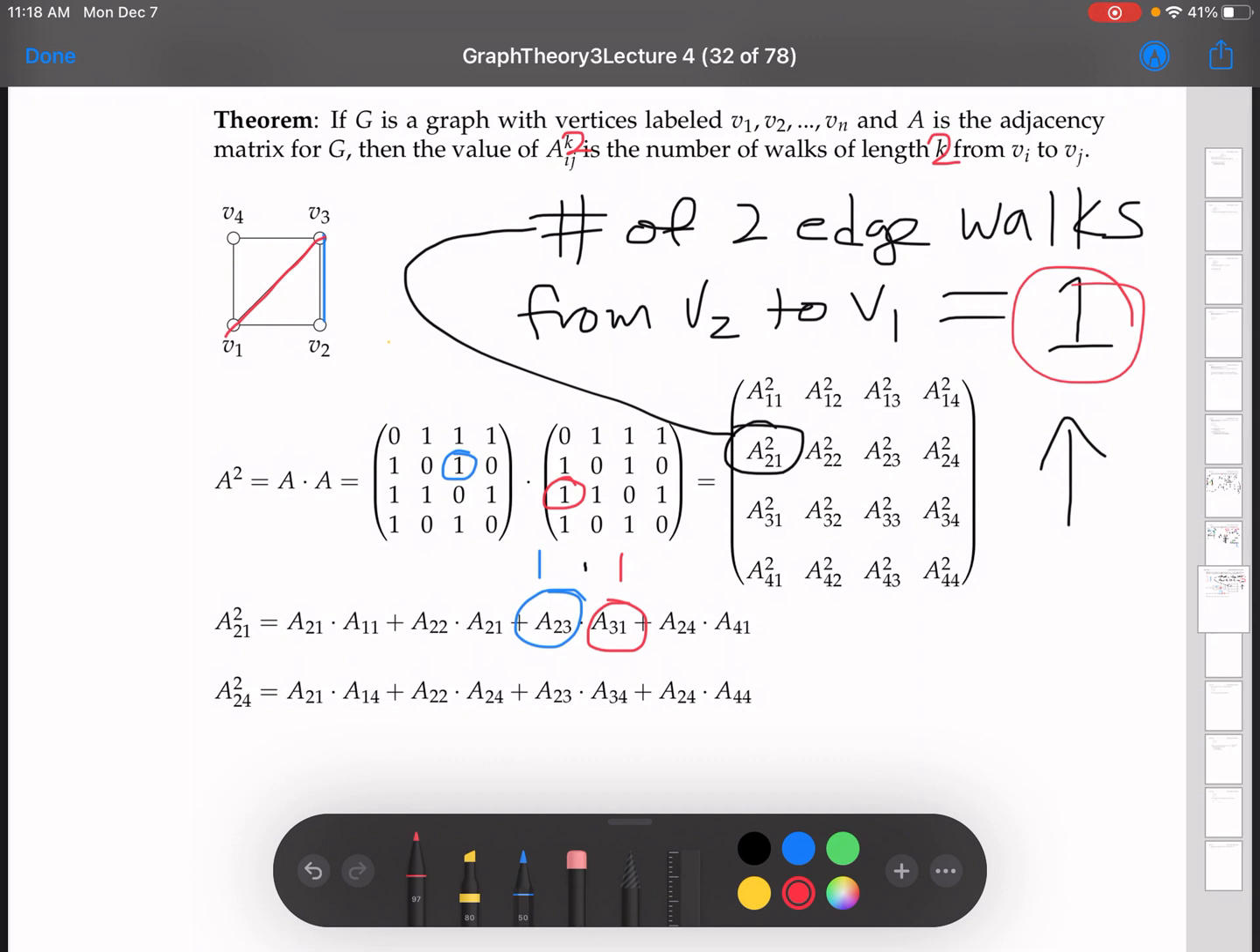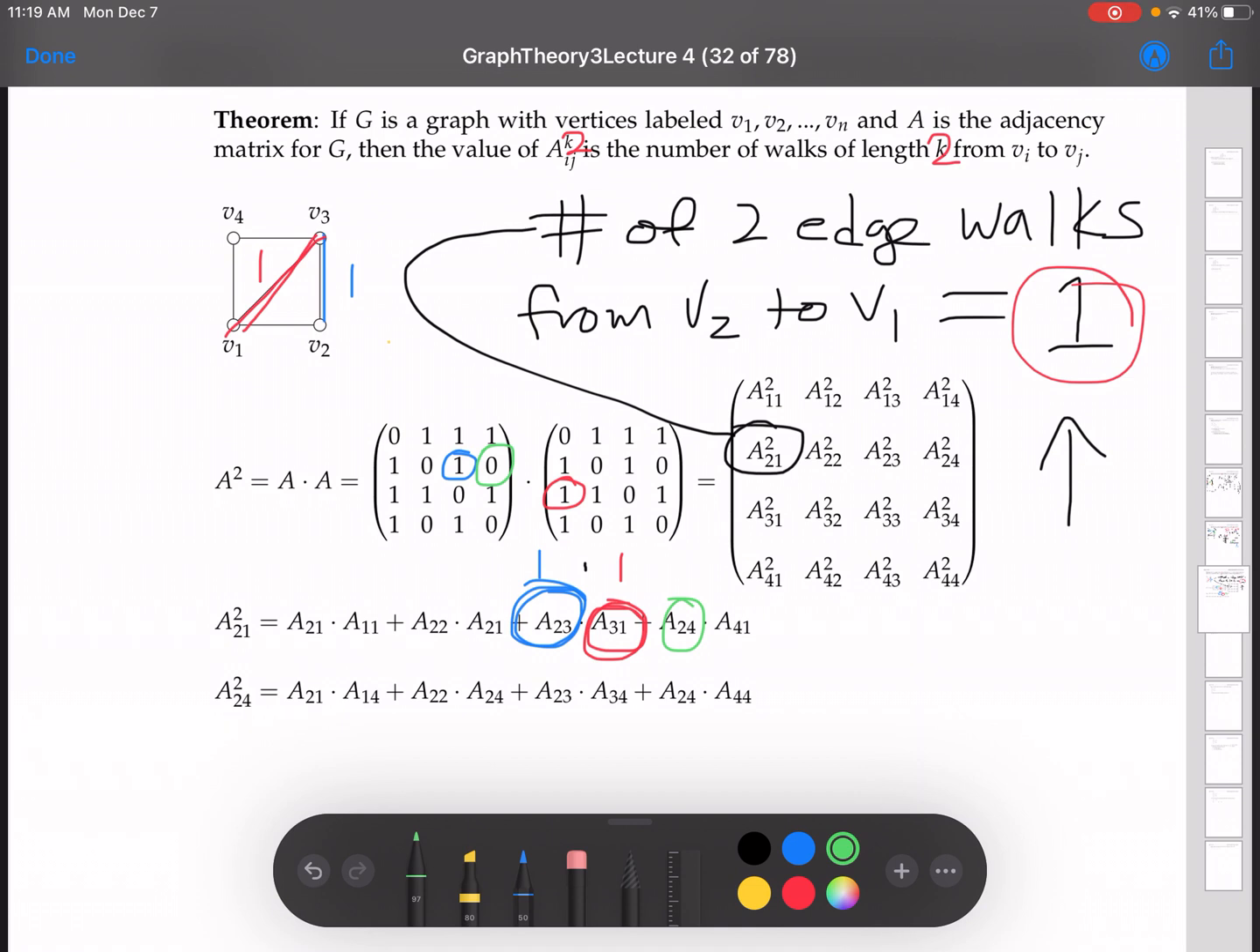In blue, this number A23 here, this is saying 1, and this A23 being a 1, that's saying there is an edge. So we have an edge from V2 to V3, and this number A31, that's saying there's an edge there. So an edge put together with an edge gives you a two-edge walk. That's the 1 there. And to contrast that now, A24 is a 0, right?